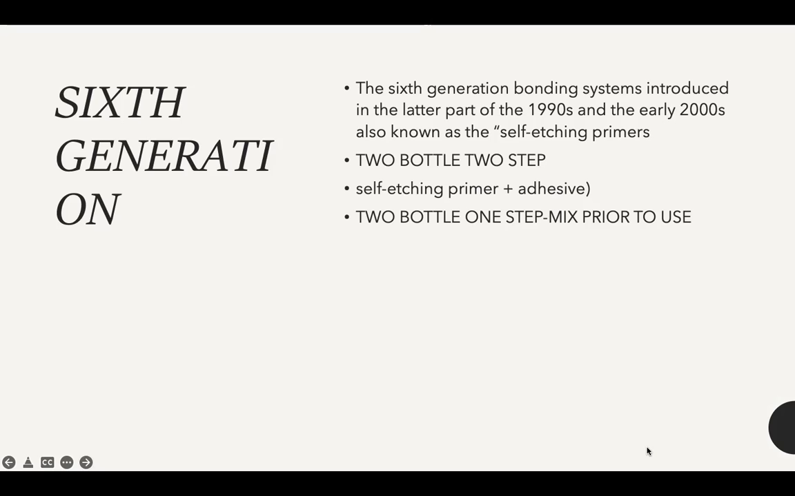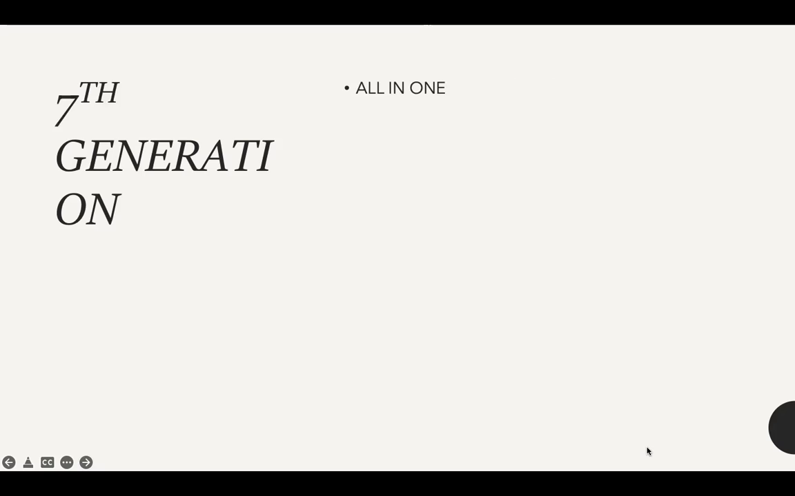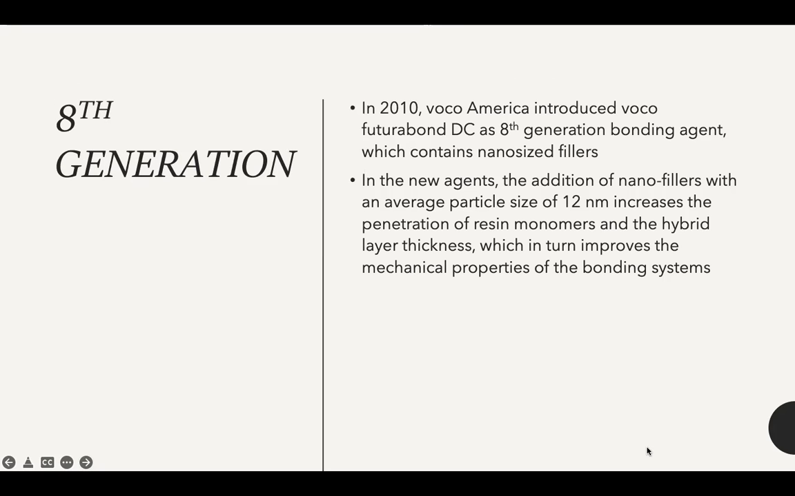In the two bottle, two step technique, in the first step we have etchant and primer together, and the adhesive is applied in a separate step. Otherwise, we have to mix the components of the two bottles and apply once. That is two bottle, single step. In the 7th generation, to further simplify, etchant, primer and adhesive were all incorporated into a single bottle. That is called all-in-one. In some journals, there is something called an 8th generation bonding agent. It contains nano-sized fillers.